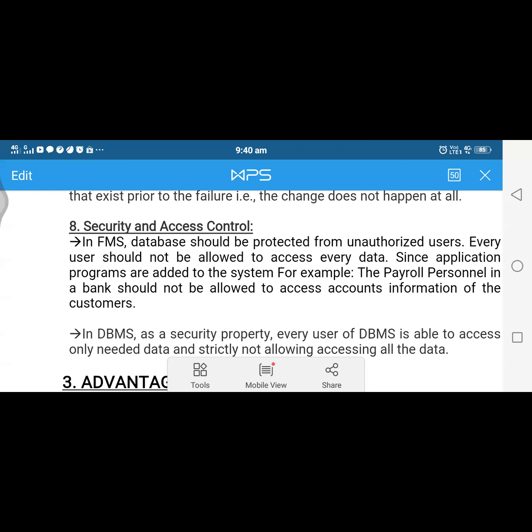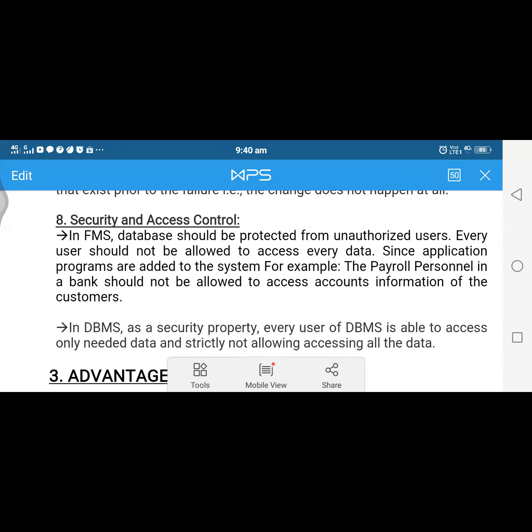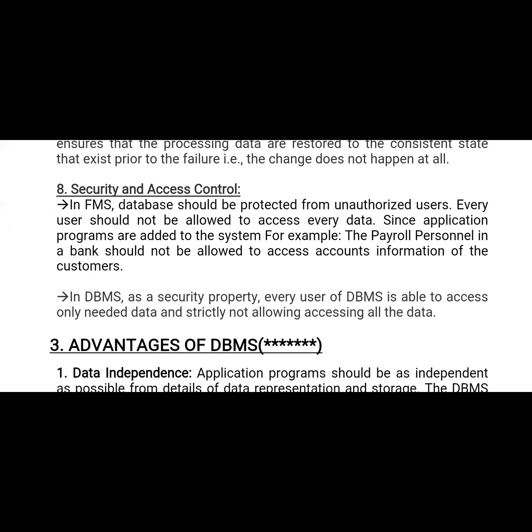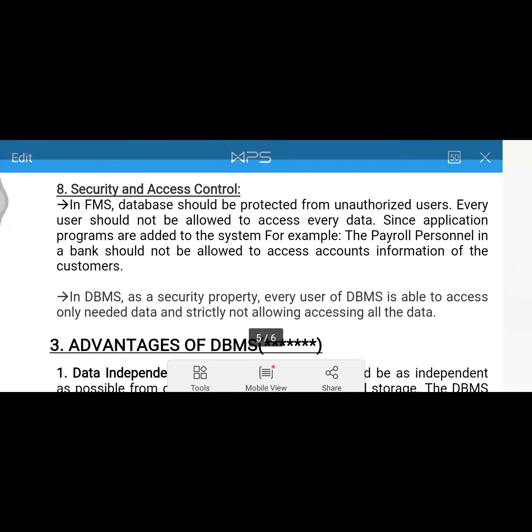Okay. So in the file processing management system, the database should be protected from unauthorized users. So every user should not be allowed to access every data, since application programs are added to the system. For example, the payroll personnel in the bank should not be allowed to access accounts information of the customers. In DBMS, as a security property, every user of DBMS is able to access only needed data and is strictly not allowed to access all the data.